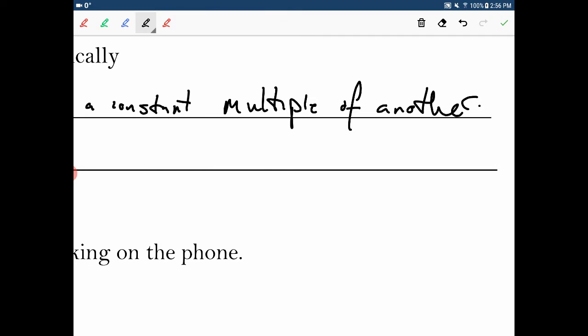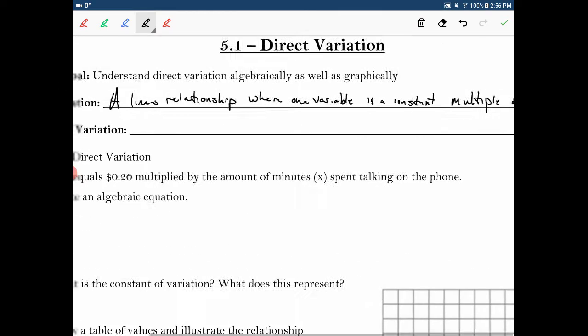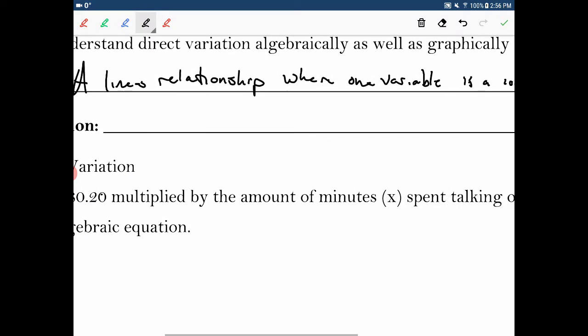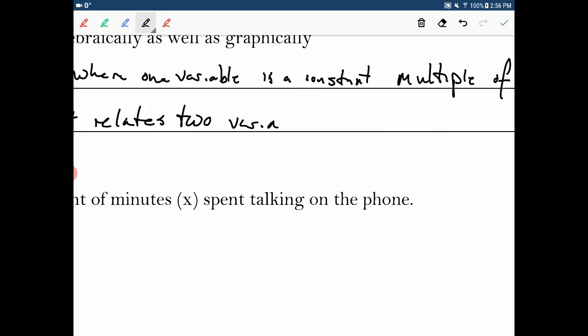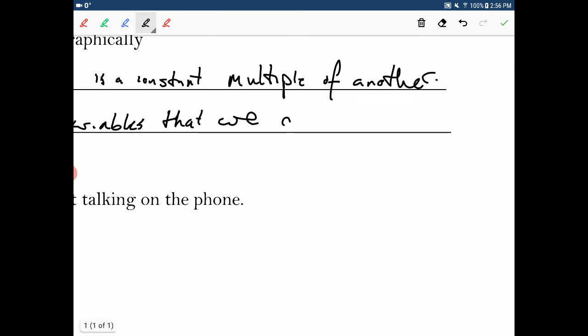All right, so the only other term that you really need to know is constant of variation, and this is the number that relates variables that are directly proportional.